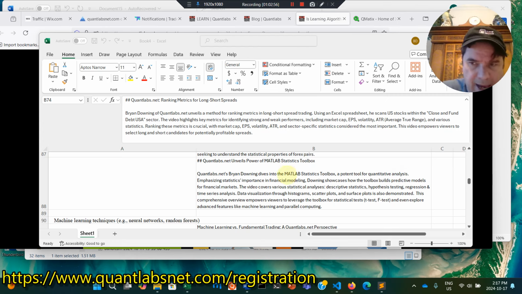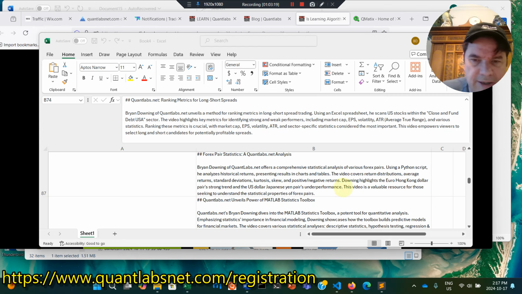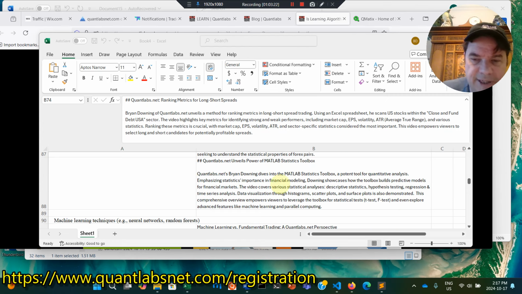This is now again using the MATLAB statistical toolbox, emphasizing statistics and financial modeling. The toolbox can be built to use predictive models for financial analysis, and data visualization through histogram, scatter plot, and surface plots are also demonstrated. Surface plots are the same thing as what Dr. Cottrell showed in his presentation.